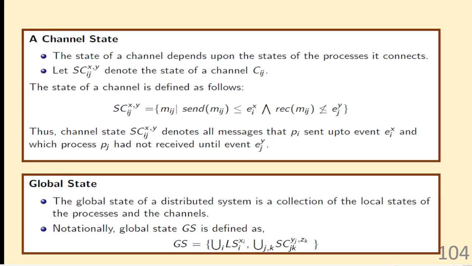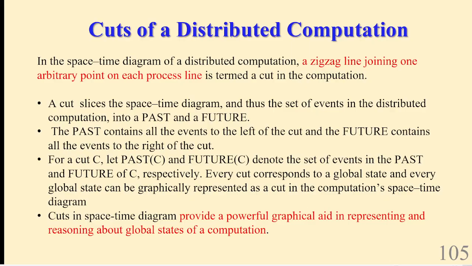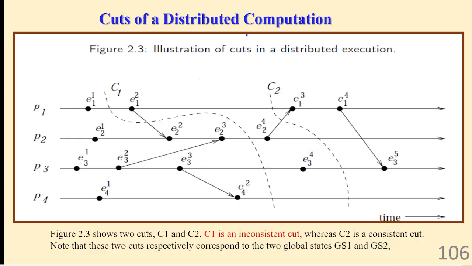Then also global state, as I've mentioned before, it is a collection of local state of process and the channels. Then comes the most important part of this module, cuts of distributed computation. We have already studied what a space-time diagram is in distributed computation. In a space-time diagram, if there is a zigzag line joining one arbitrary point on each process line, that is a cut of distributed computation. Here we can study that from the figure.